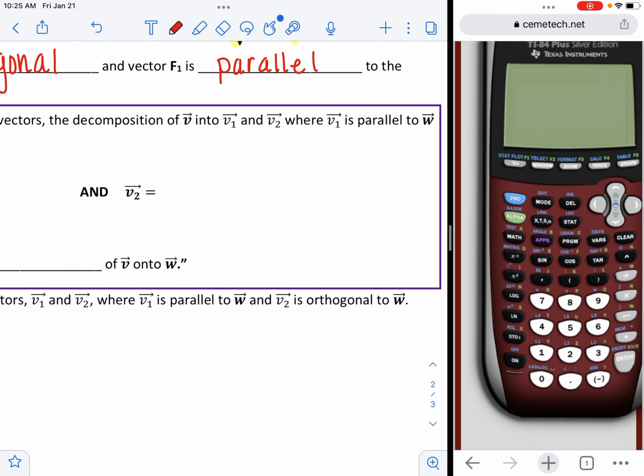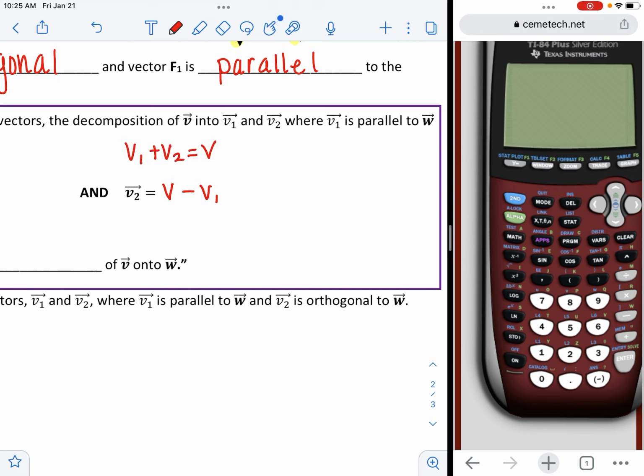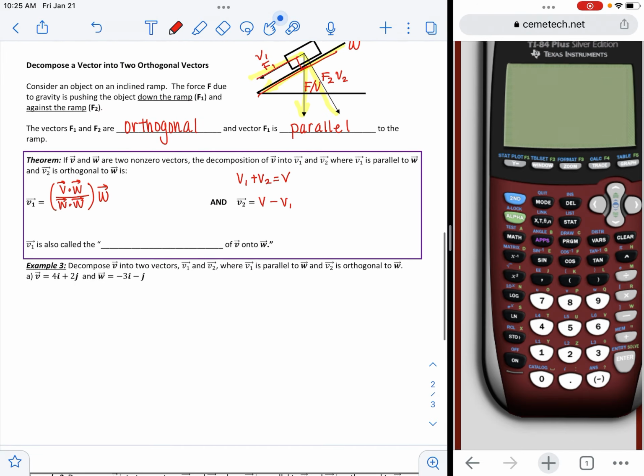All right, then you're going to find v2. To find v2, you take the original vector v, and you subtract the v1 vector that you just got. The reason why is because v1 plus v2 is equal to v. So if you solve that for v2, you get v minus v1. Also, v1 is called the projection of v onto w, just so we're aware of that vocabulary.